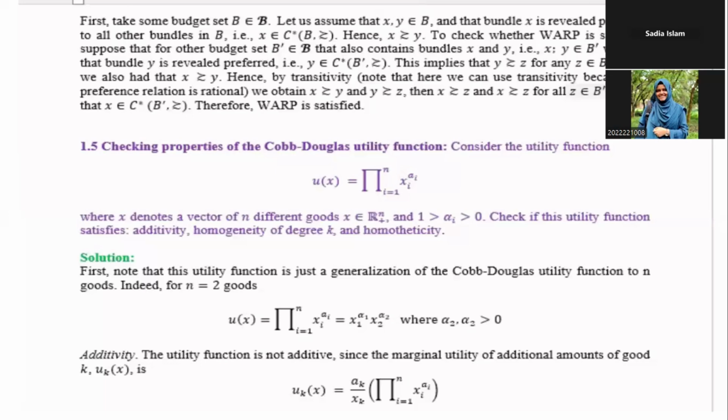Since we also had that X is weakly preferred to Y, by transitivity we can say that X is weakly preferred to Y and Y is weakly preferred to Z, then X is weakly preferred to Z, for all Z belonging to B. That means X is the optimal choice. X belongs to the optimal choice set C star. Therefore, the weak axiom of revealed preference is satisfied. And that's all my part.